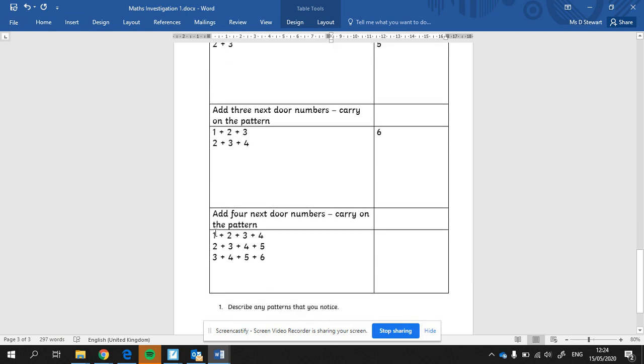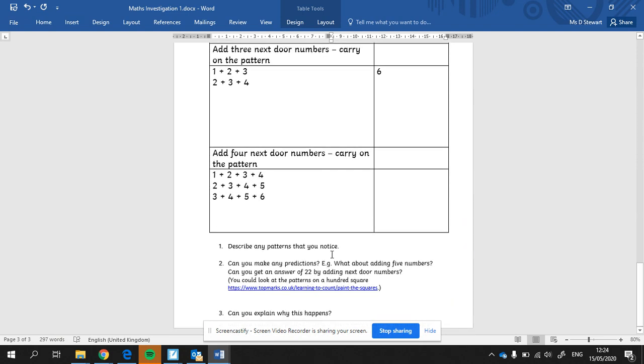So we can see there we've got 1, 2, 3, 4, 2, 3, 4, 5. They're going up in ones. 3, 4, 5, 6. And again, describe any patterns that you notice. Can you make predictions? If we added 5 numbers, can you predict if there are any patterns that will be repeated? Is it possible to get an answer of 22 by adding next door numbers?